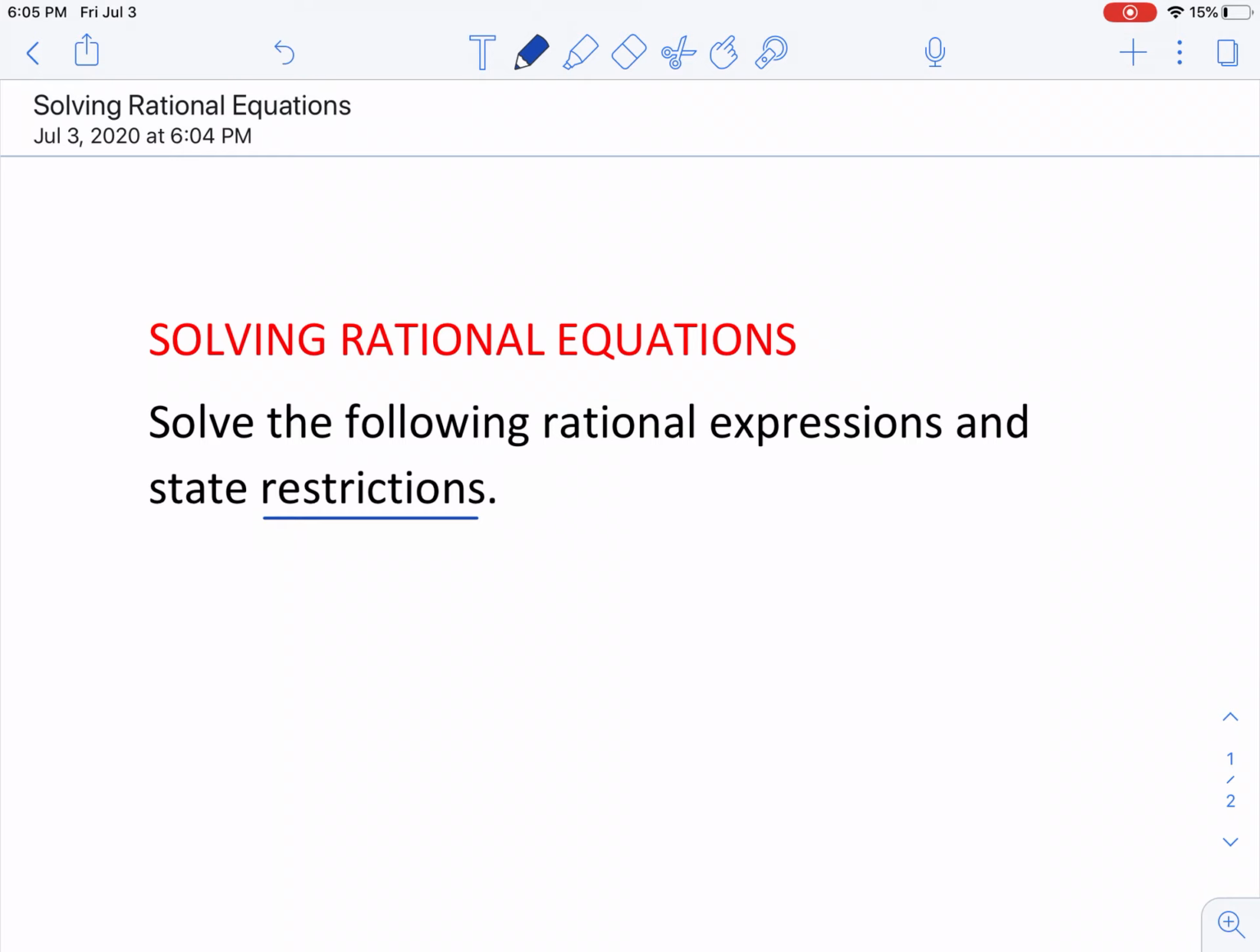And those are going to lead to some restrictions of what x cannot be, where vertical asymptotes or holes or undefined values happen on the graph. So let's take a look at our first example, x plus 1 over x equals 0. This is a fairly simple rational expression, with x plus 1 being linear, and x obviously being linear as well.